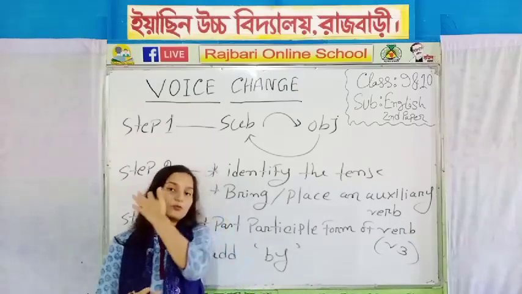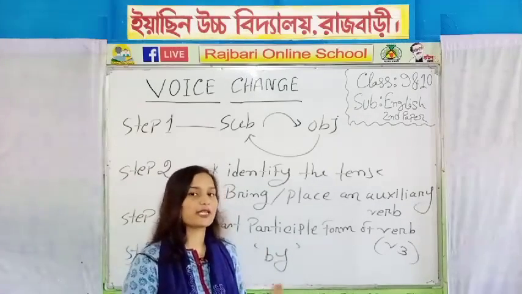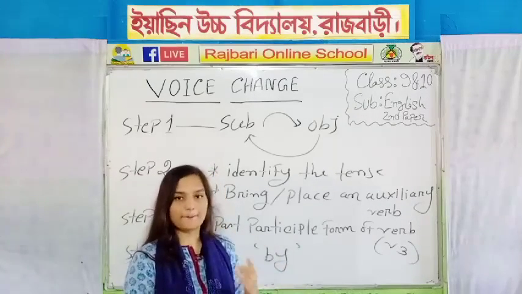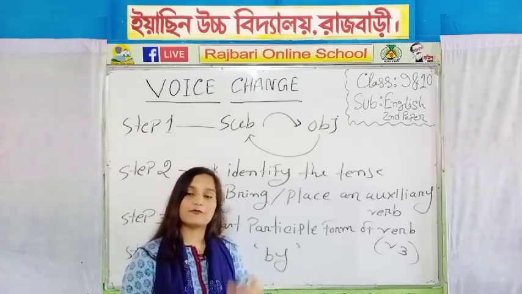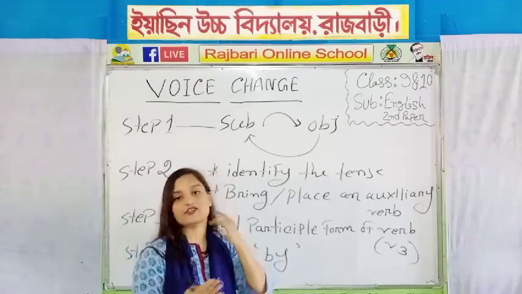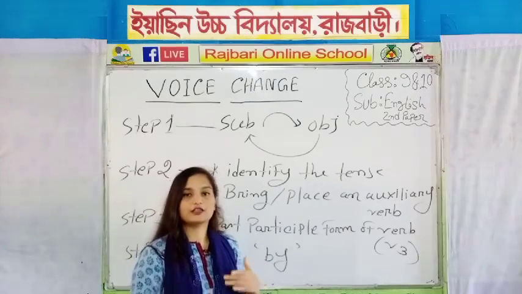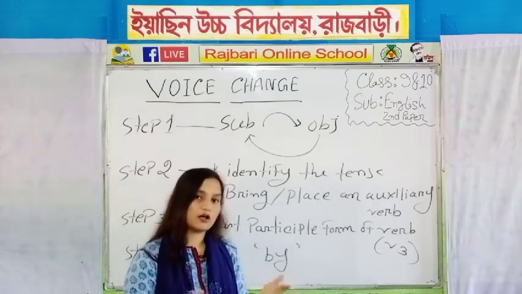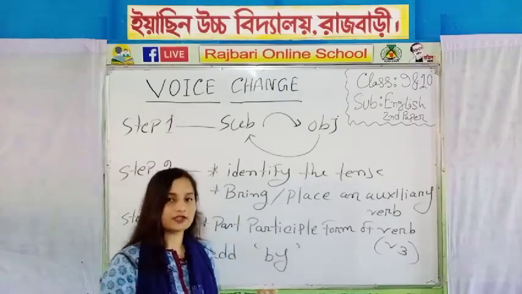The third kind of tense was perfect tense. For present perfect tense, you have to bring have or has been. For past perfect tense, you have to bring had been, and for future perfect tense, you have to bring shall have been or will have been. So this was the chart I discussed in the previous class.